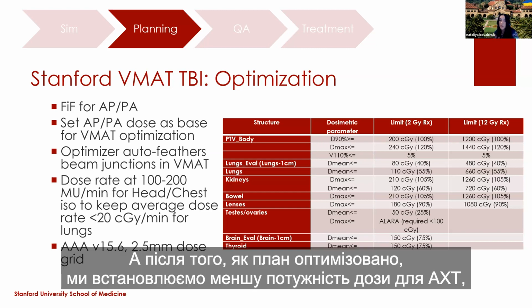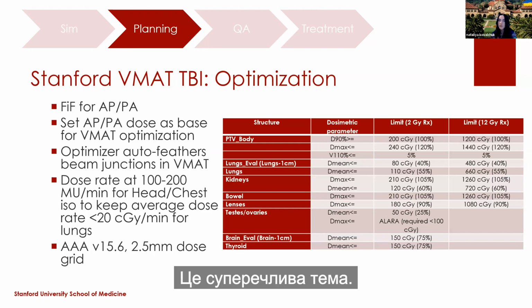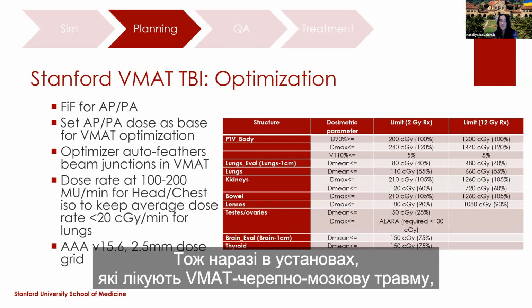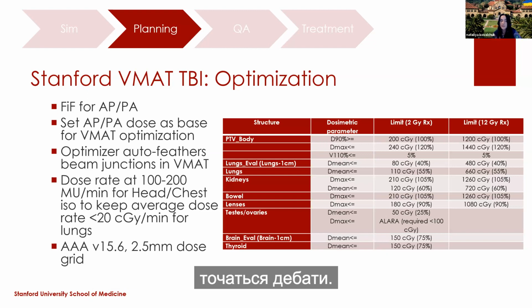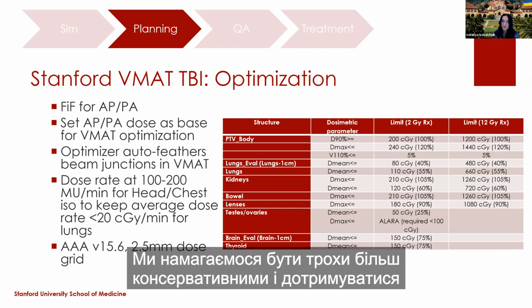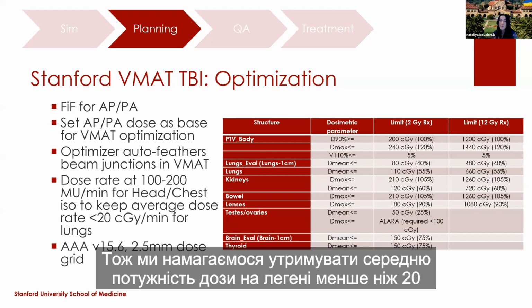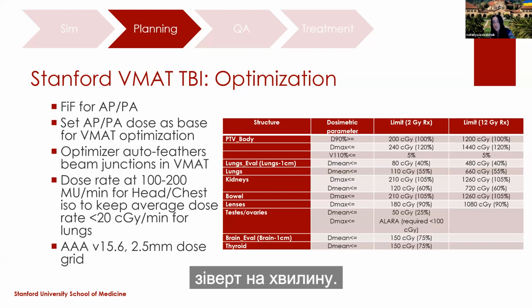And after plan is optimized, we set the dose rate for ARCs that treat lungs to lower dose rate, 100 to 200 MU per minute. This is a controversial topic. So there's a debate currently within institutions that are treating VMAT TBI. Some institutions do not lower the dose rate at all. We are trying to be a little bit more conservative and follow the historical treatment of lowering the dose rate. So we try to keep the average dose rate at lungs less than 20 centigrade per minute.